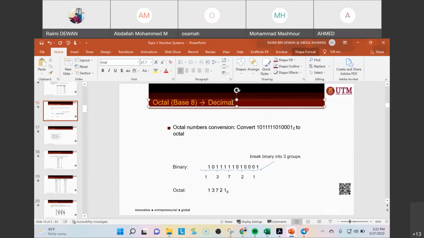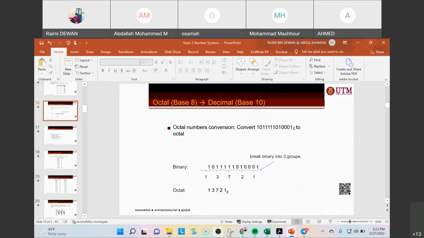Decimal is of course base 10. And for our octal, what is our digit? Our digit can be from 0 until 7 because it has 8 symbols: 0, 1, 2, 3, 4, 5, 6, 7. It can be any of these symbols. In contrast, decimal is 0 until 9, the possible symbols.